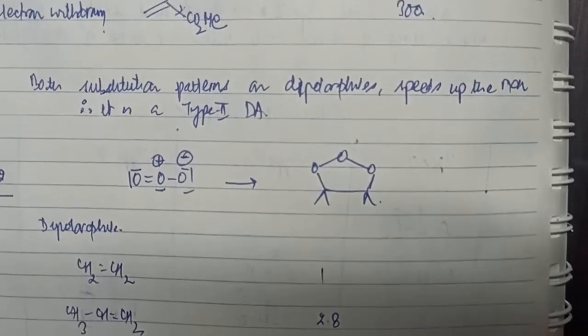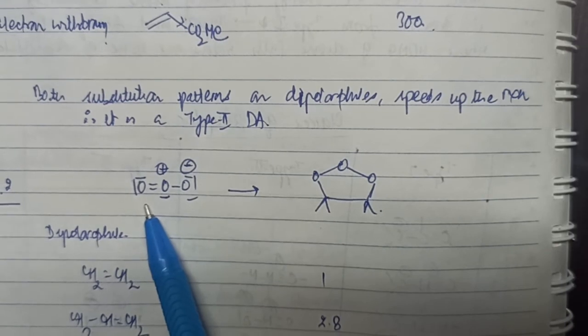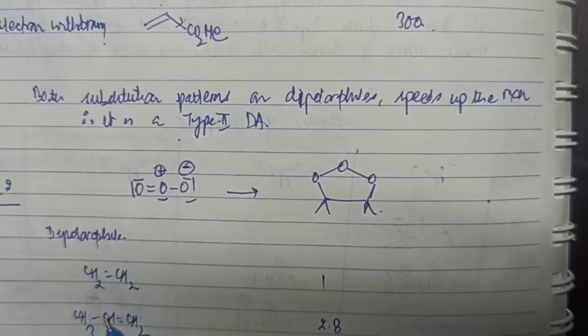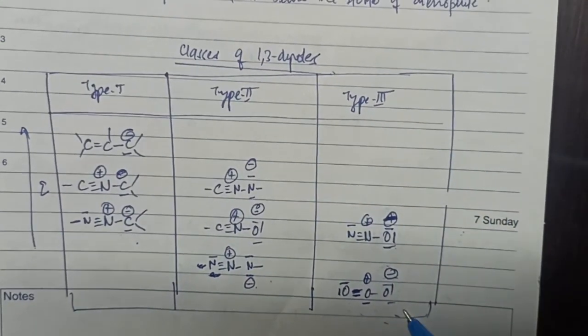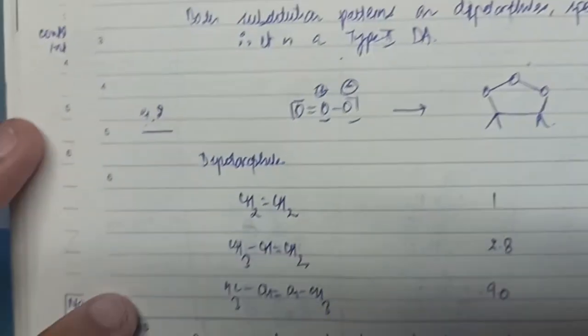Let's consider one more case. Let's consider the reaction of ozone, O3, with the dipolarophile. I now know from my knowledge of 1,3 dipoles that ozone falls under the type 3 category. Now let's see and check the results.